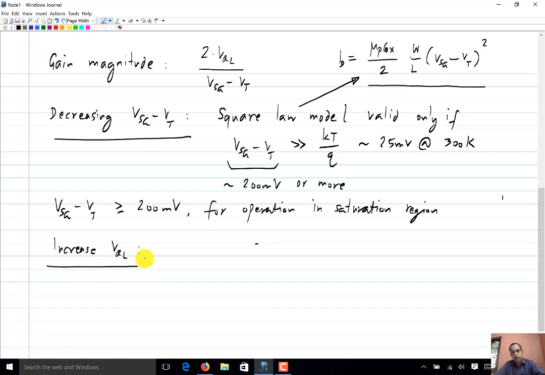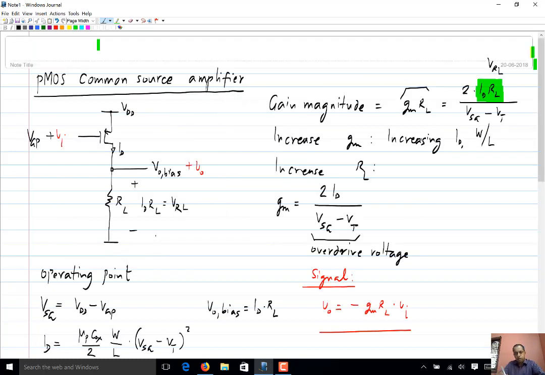Now that looks fine as well. What is the problem with that? We know that we have to maintain this transistor in saturation region for it to work like an amplifier. So across the drain source we need to have at least VSG minus VT at the operating point for it to remain in saturation region.